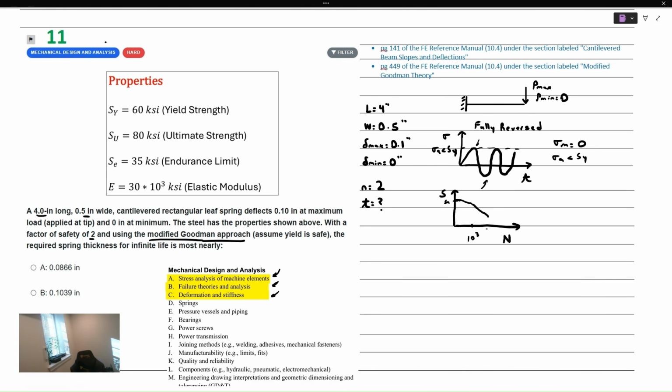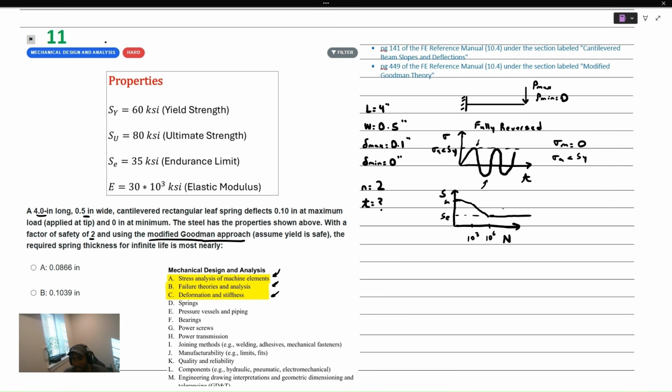There is a steeper slope associated with the life between 10 to the third and 10 to the sixth, and then there's a flat line that occurs for steel, referred to as the endurance limit. And the endurance limit is the stress below which you have infinite life, right? So if you're below this endurance limit, you can continually cycle that part and you won't have failure.